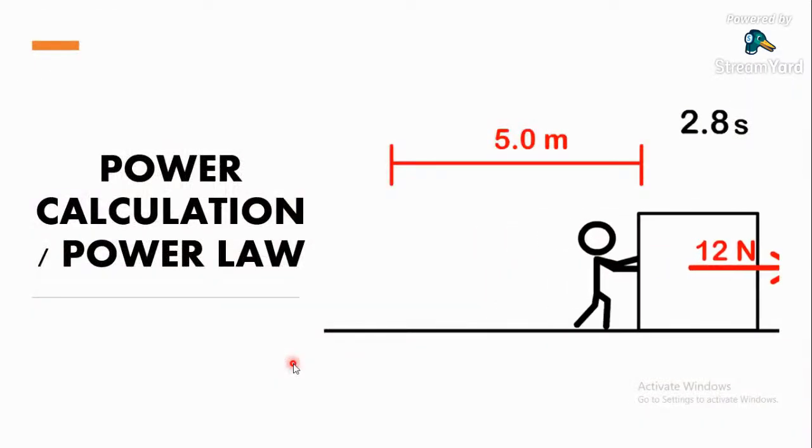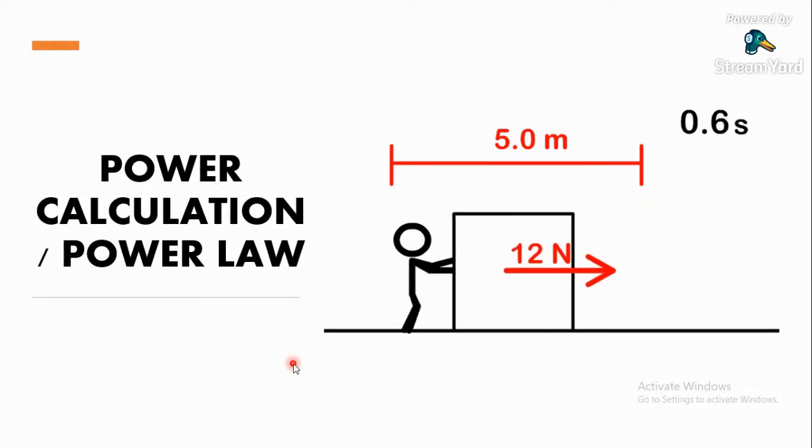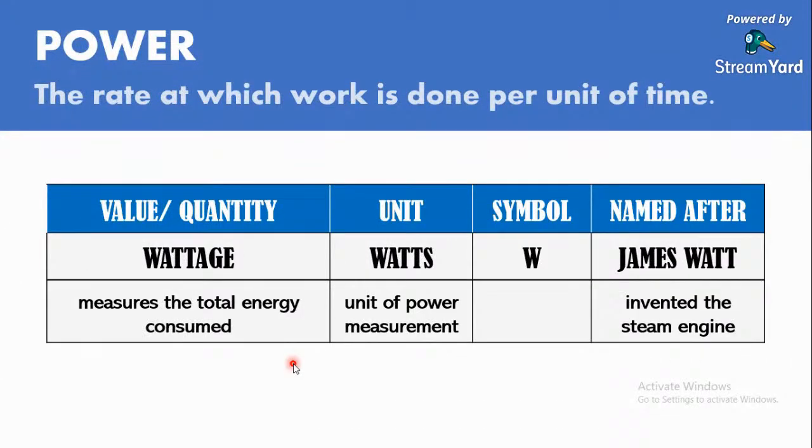The next one is the power calculation or the power law. So when we say power, it is the rate at which work is done per unit at ang valueng sinusukat niya is the wattage. So pag sinabi natin wattage, it measures the total energy consumed. Kadalasan ito yung sa kuryente natin. 'Di ba? Yung sinusukat ng Meralco kung ilan ba yung na-consume nyo na energy na-consume ng buong bahay na kuryente. And then ang unit niya is watts. It is the unit for power measurement, that is watts, with the symbol W.